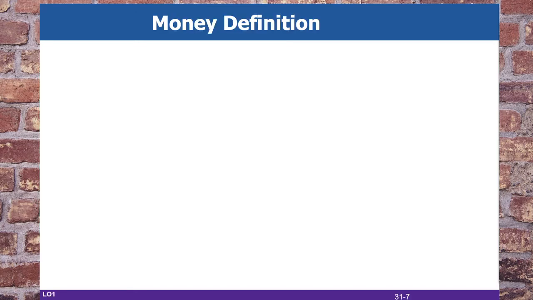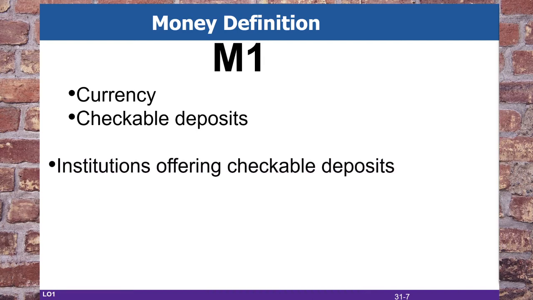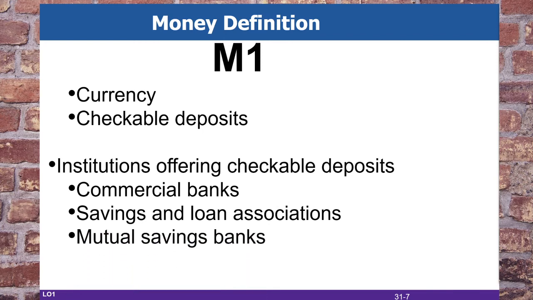Right, so how do we define money? We have 2 broad measurements of money. The first one is M1, which measures currency and checkable deposits. Checkable deposits is money you have in institutions. So what type of institutions would you have your money in? Well, you would have them in commercial banks, savings and loans, mutual savings banks, and credit unions.